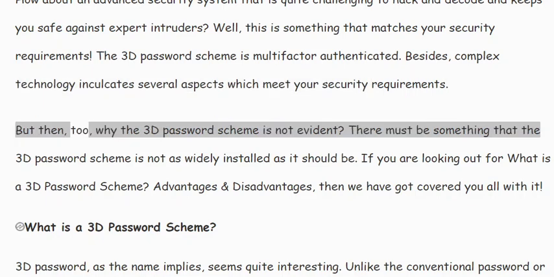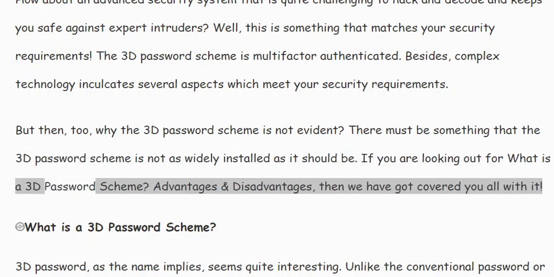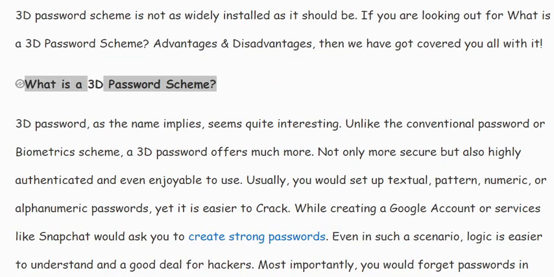But then, too, why is the 3D password scheme not evident? There must be something, as the 3D password scheme is not as widely installed as it should be. If you are looking out for what is a 3D password scheme, advantages and disadvantages, then we have got you all covered with it. What is a 3D password scheme?